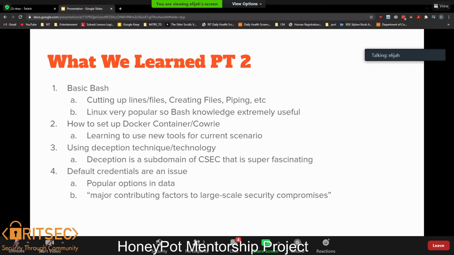Last but not least, as I've been mentioning all throughout this presentation, default credentials are a major issue. As you can see through the data, a lot of the stuff attempted were default credentials. And this is just speaking from my personal experience. The reason a lot of people attempt something like this is because it's worked before. And to quote a source, which I link later in the presentation, default credentials are a huge contributor to security breaches. So don't just take my word for it.